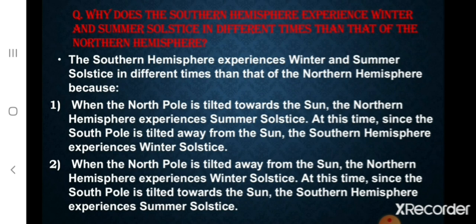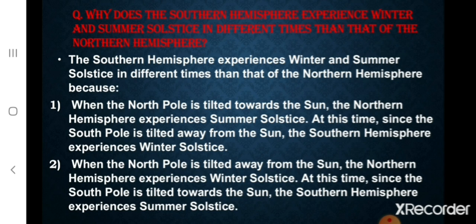The southern hemisphere experiences winter and summer solstice at different times than the northern hemisphere because when the North Pole is tilted towards the sun, the northern hemisphere experiences summer solstice. At this time, since the South Pole is tilted away from the sun, the southern hemisphere experiences winter solstice.